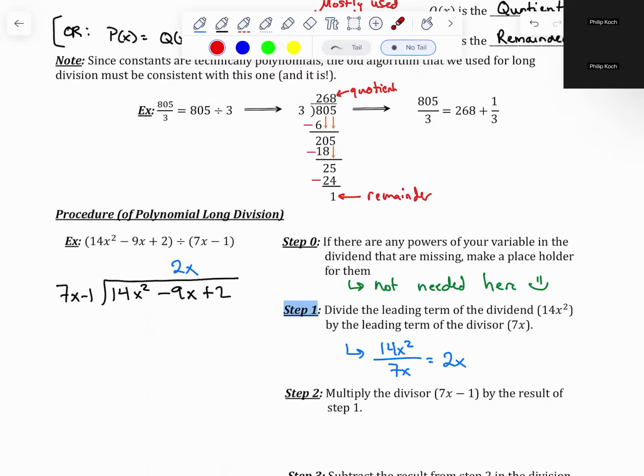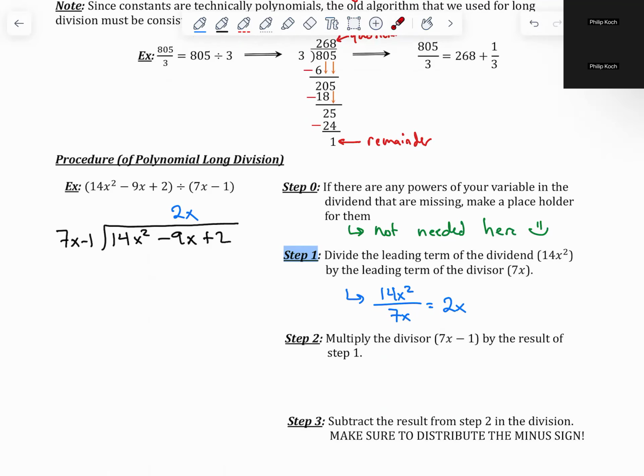But as you get better and better at this, you don't need to do what I've done in blue under step 1. Then what you're going to do is the same thing you would do in the normal division algorithm. Once you've found out how many times 3 goes into 8, you'll multiply them together and get 6. So in the same fashion, now that we found out how many times 7x goes into 14x, we're going to multiply our divisor, 7x minus 1, by the result in step 1. So we'll do this step in, let's do green.